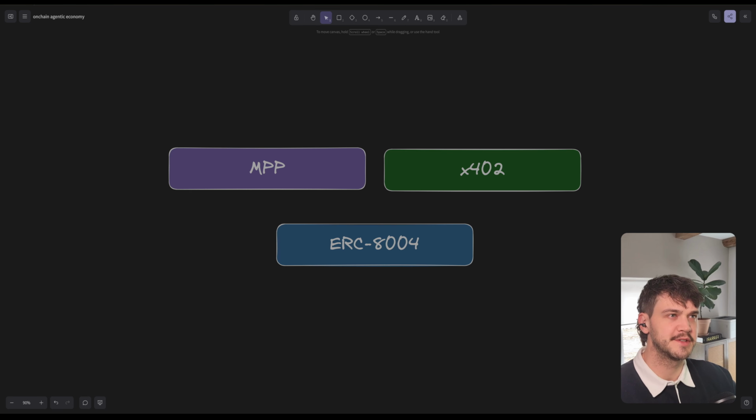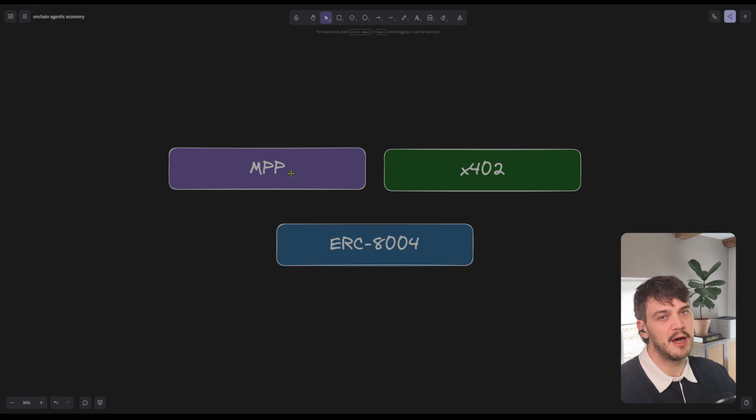Three new standards are trying to answer the same question. How do AI agents operate on chain? We have ERC-8004, which gives the agent identity, and x402 and MPP, which then give them the ability to pay. But none of these actually solve the hardest part.